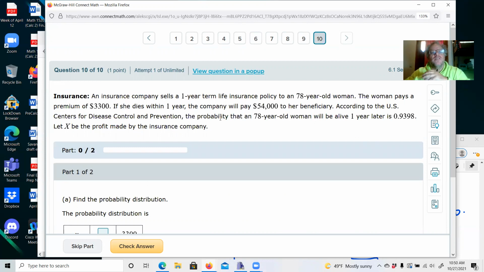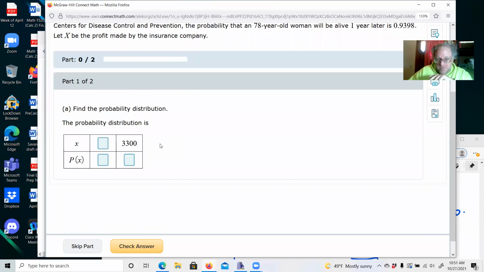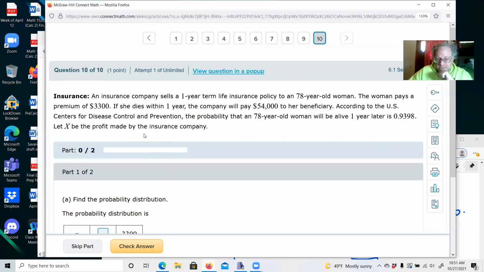Okay, so we have an insurance policy. Your insurance company sells a 1-year term life policy to a 78-year-old woman. This woman pays a premium of $3,300. If she dies within 1 year, the company will pay $54,000. We'll pay her beneficiary. She's not going to be alive to collect it. And the probability that this person is alive 1 year later is 0.9398. Let's figure out the expected value for the insurance company.